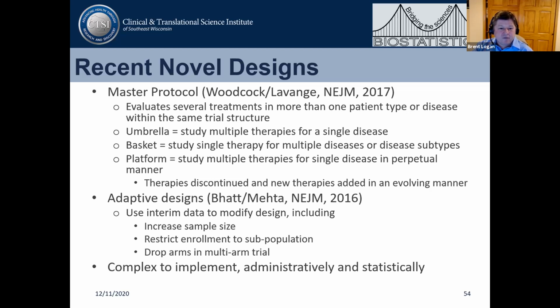You might decide that you want to focus on a certain subpopulation partway through the study. Or you might consider dropping arms if you start with a multi-arm trial, say 3 or 4 arms, and then halfway through you drop some of them and just focus on the most interesting ones. These designs are complex to implement both administratively and statistically, so they do require a lot of work with a statistician and with an administrative core that can handle it. But I just wanted to present them because you may see them in the literature, and they are finding a lot of traction these days.